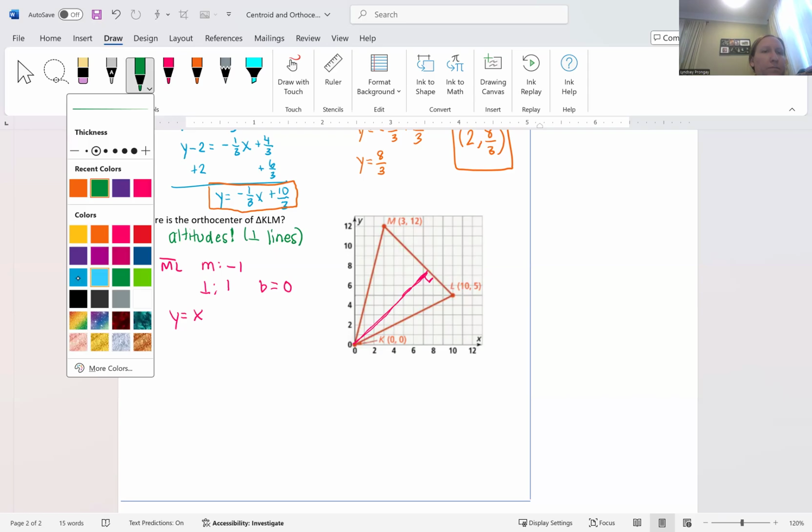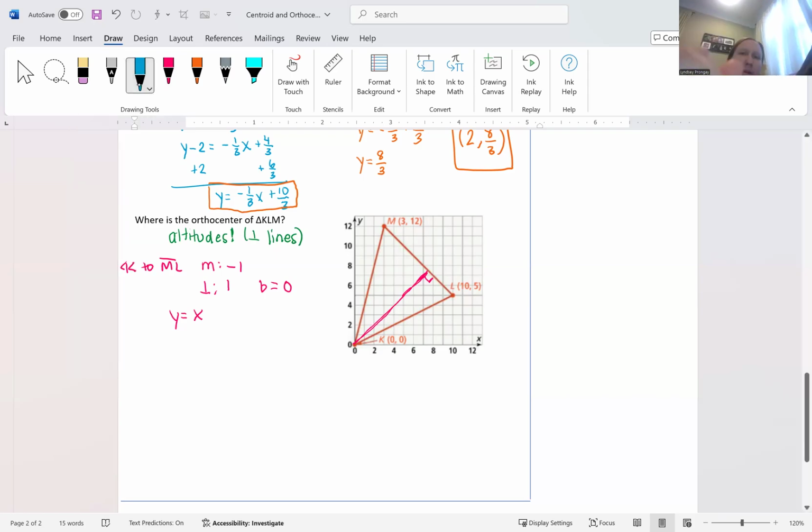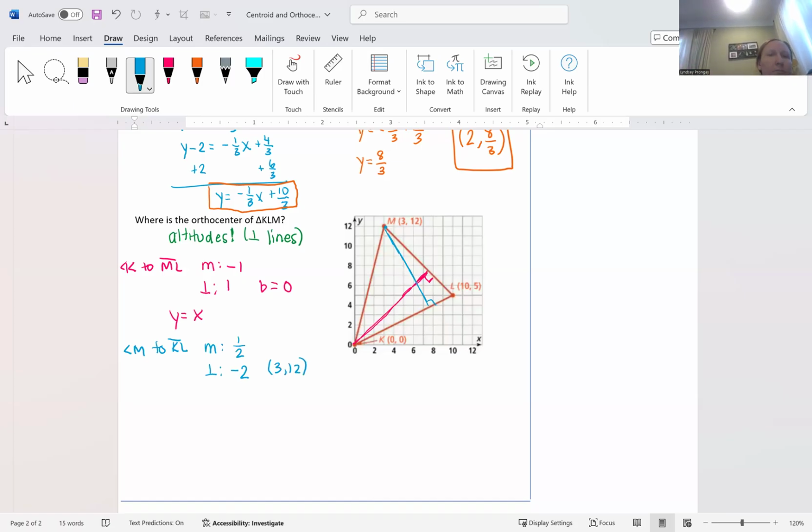Our other one, let's do, remember, it does not matter which one we choose. I'm going to choose to do this one. So it'd be something like this. So this is angle M, this side KL. We need to know the slope of KL to start with. So it went up 5 over 10, which means our slope is 1/2, which means our perpendicular slope will be an opposite reciprocal, which is negative 2. And we know it came from point M, so I can use that ordered pair in order to find my missing y-intercept in this case.